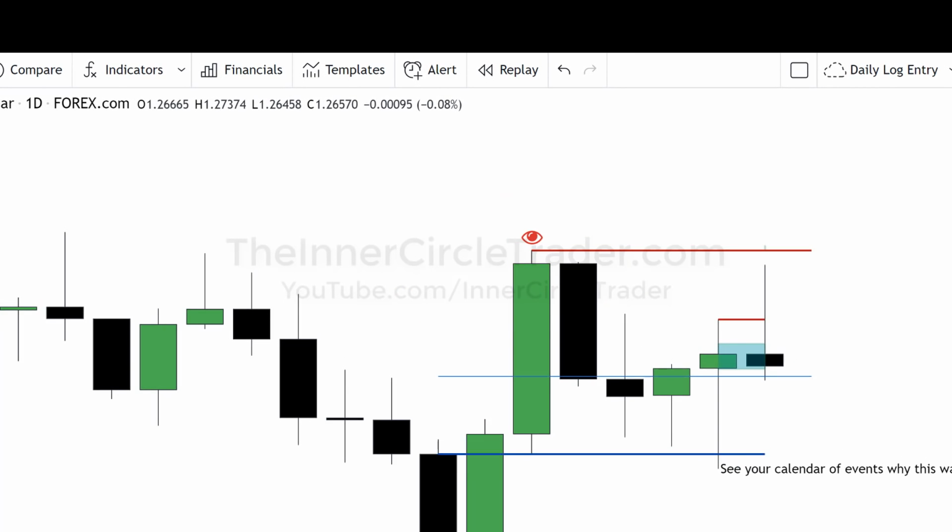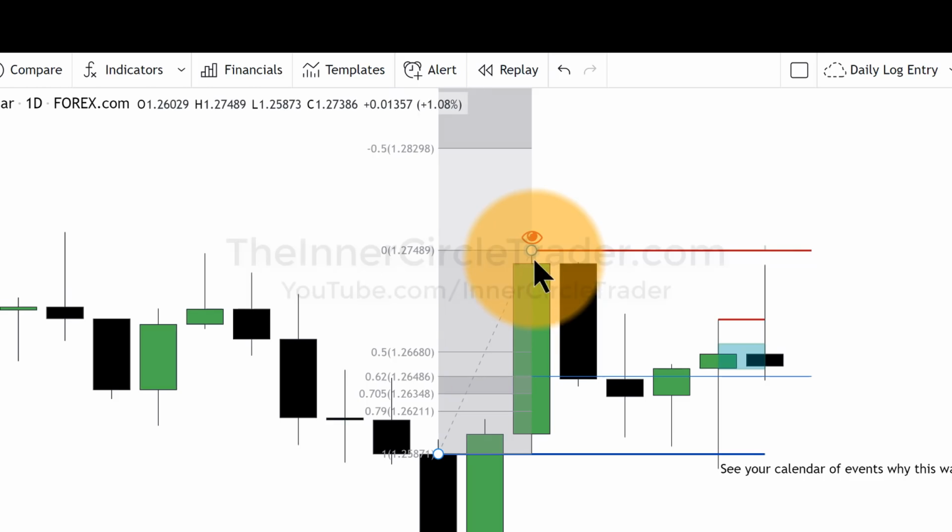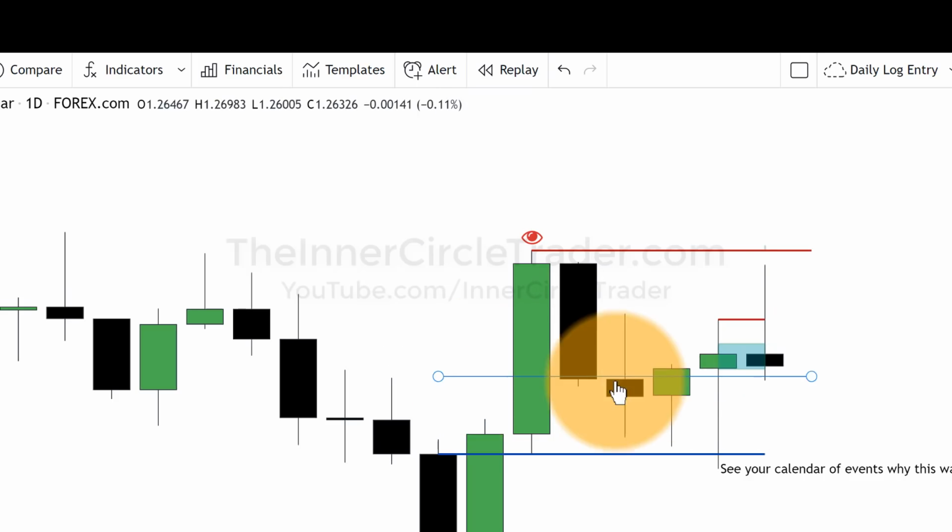Now I'm going to add a fib just to illustrate what this level is, so that you're comforted by that. Here's the 62% retracement level, 126.48 and 6 pipettes. That's what's being shown here. Now, if you notice what has happened here on Thursday, the market trades down into that order block.